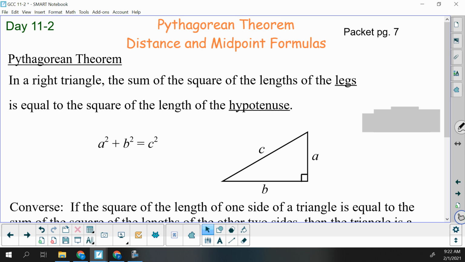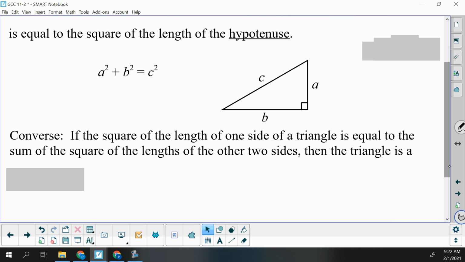Now the reverse is true as well. If a squared plus b squared equals c squared works, then we know it's a right triangle. So if we know it's a right triangle, we can use the Pythagorean theorem, but the Pythagorean theorem can also be used as a test to see if the triangle is right or not.